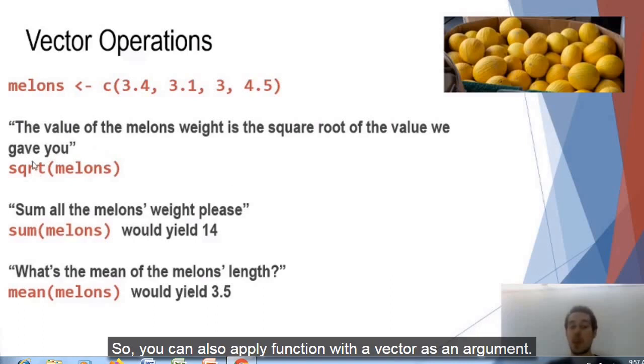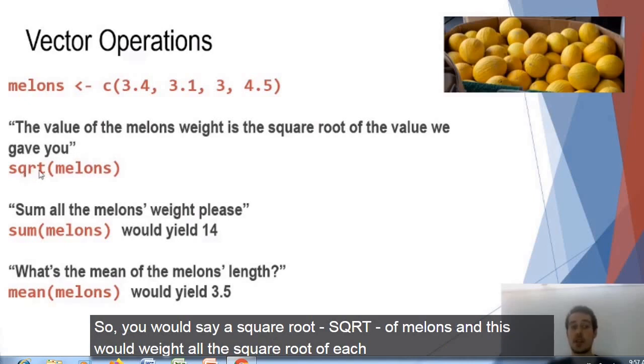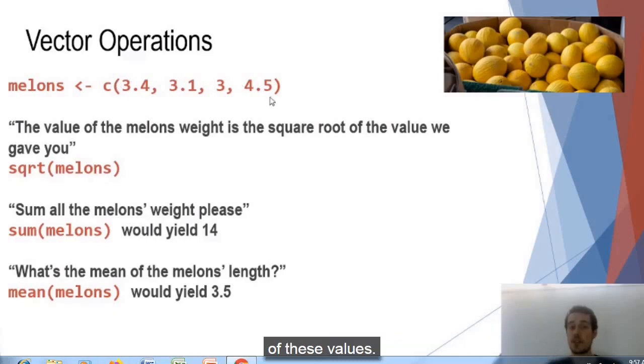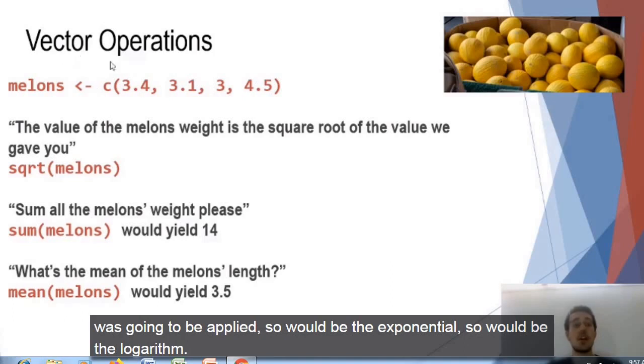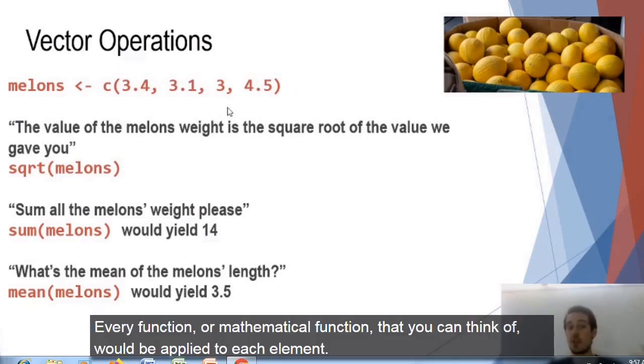So you can also apply a function with a vector as an argument. You would say sqrt of melons, and this would apply the square root to each of these values. Just like the division by 2 was applied to each element of the vector, so would the square root, the exponential, and the logarithm. Every mathematical function that you can think of would be applied to each element.